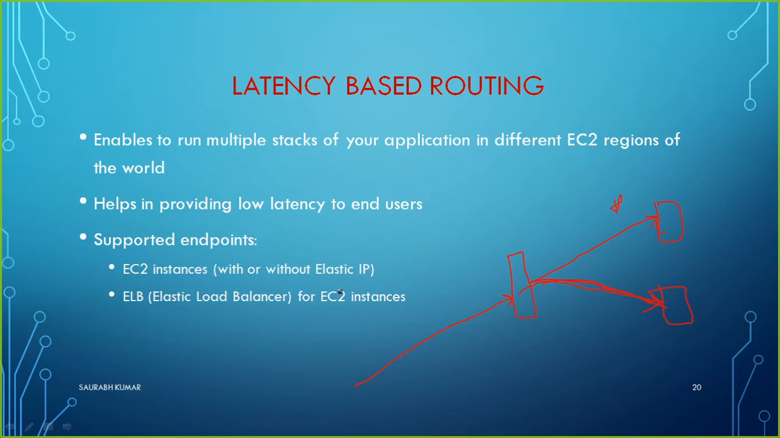It enables you to run multiple stacks of your application in different EC2 regions of the world. You have multiple EC2 instances. It helps in providing low latency to the end user. Whichever server is giving the lowest latency, immediately it will forward the packet to that machine, and the customer will get a very quick response and be happy. The supported endpoints of latency based routing can be EC2 instances and ELB. So these are examples that can support latency based routing.